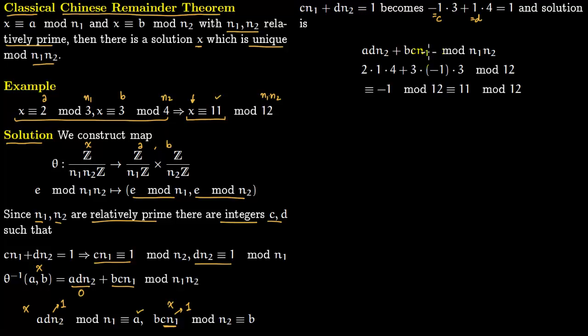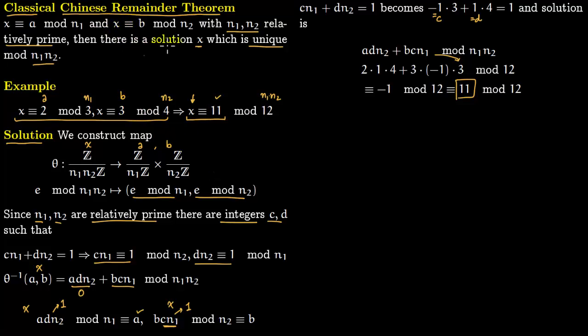n1 is given to us as 3, n2 is given to us as 4. So a d n2 is there. Now similarly b c n1: b is 3, c we solved as -1 here, and n1 is given to us as 3. So you plug this in, 8 minus 9 gives you -1. Modulo 12 this is equivalent to 11 modulo 12. So this is the answer we were looking for.